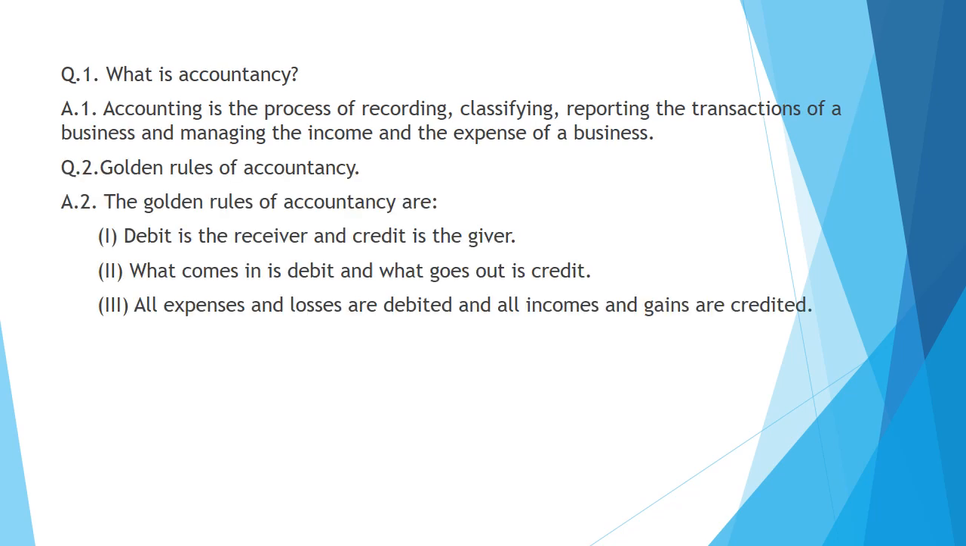Second, what are the golden rules of accountancy? There are three important golden rules of accountancy. First, debit is the receiver and credit is the giver. Second, what comes in is debit and what goes out is credit. Third, all expenses and losses are debited and all income and gains are credited.